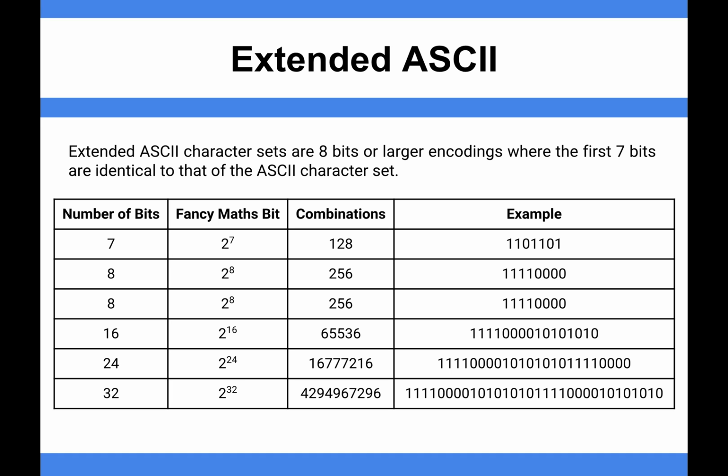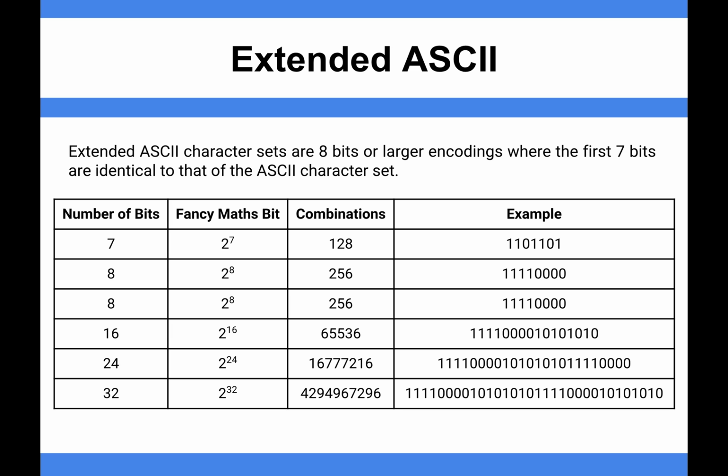Extended ASCII are any character set that is 8 bits or longer, where the first 7 bits are identical to that of the ASCII character set. There's lots of extended ASCII sets, and they're probably the most common type of character set you'll get in computers. What that means is the first effectively 128 combinations, 0 to 127 in binary, is an exact match for the 7-bit ASCII set.